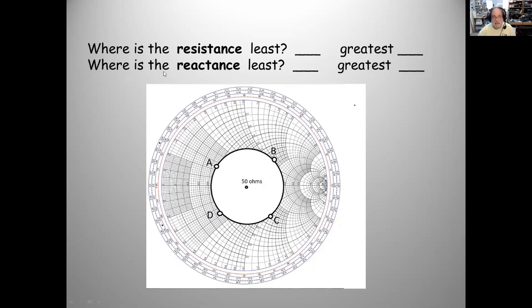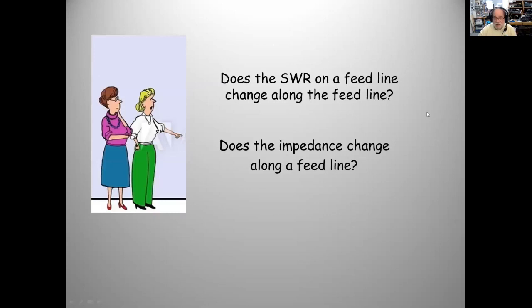How about the reactance? Where's the reactance the least? A. And A and D again, I suppose. I didn't draw this as well as I should have. There are low reactance here. It would probably be A, but I should have put D over here. Where's the reactance the greatest? B and C again. All right, so you get the idea here. So in other words, a Smith chart's pretty useful if you can interpret it.